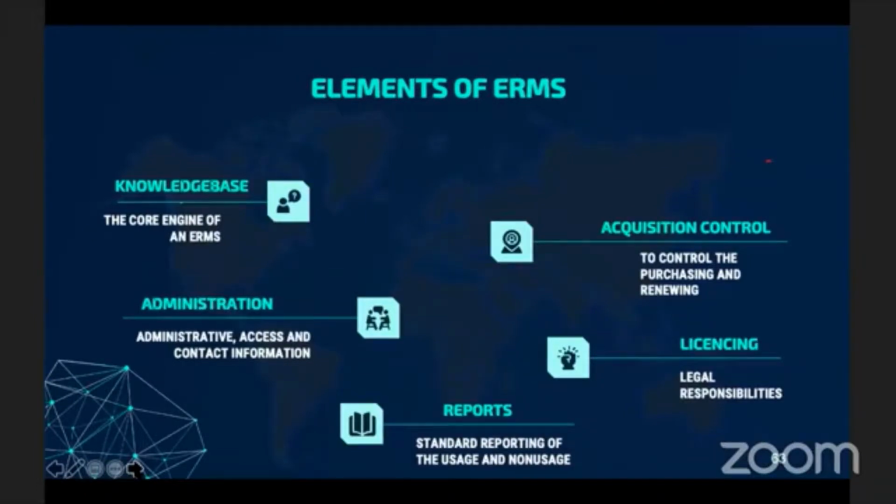So the core of the electronic resource management system is its knowledge base, which has the A to Z list of all its resources, all the titles, all the addresses, all the formats, the packages, databases, the pricing details. All those things put together is called the knowledge base or an A to Z list of resources. Then the acquisition control element, which controls the purchasing and renewal of resources. Then the administration module, which provides the administrative access, discovery, and contact of the resources. The licensing module, which has the licensing terms, and the reports module, which is used to generate usage reports.